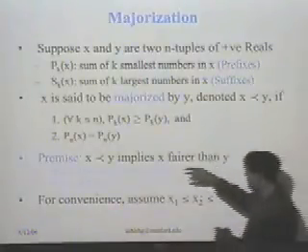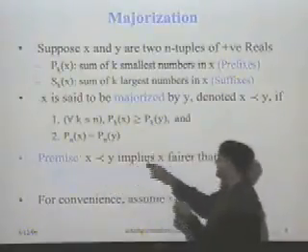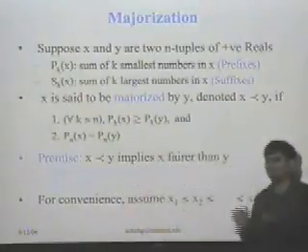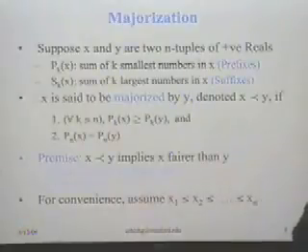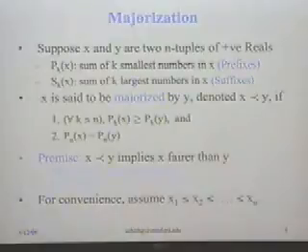So Lorentz wrote down these prefixes, and he informally defined the partial order, and he said if this is true, then x is fairer than y. He proposed this as a measure of fairness. So what did Hardy, Littlewood, and Polya prove? Let me get to that.